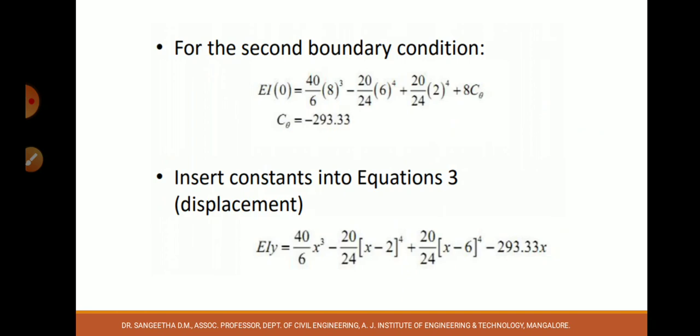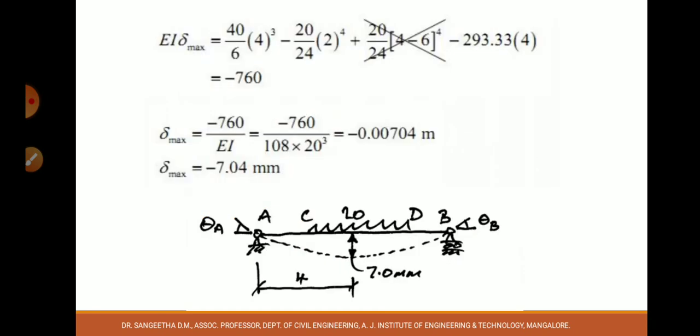Substitute C1 and C2 in the equations, you will get the complete displacement equation: 40 by 6 into x cube minus 20 by 24 (x minus 2) whole power 4 plus 20 by 24 (x minus 6) whole power 4 minus 293.33 x. In the problem, it is asked to evaluate the maximum deflection at the center. So, maximum deflection at the center means what is y max? Y max at center is 4 meter. The span of the beam is 8 meter, so at 4 meter, substitute x is equal to 4.